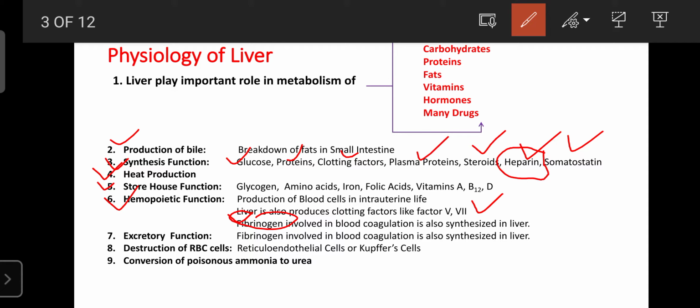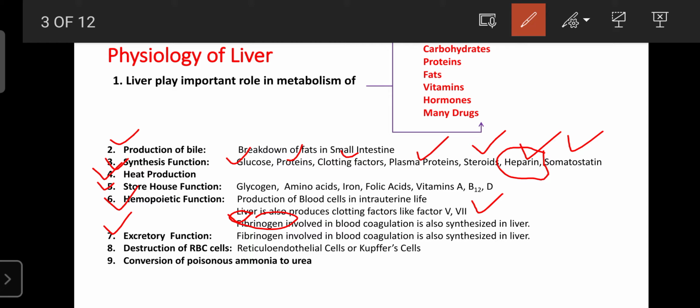So that's why the liver participates in preventing bleeding by being involved in blood coagulation, and it is also involved in the healing process. The liver also has an excretory function, excreting various waste materials, especially the heavy metals from plant sources of food. So they are excreted from the liver.